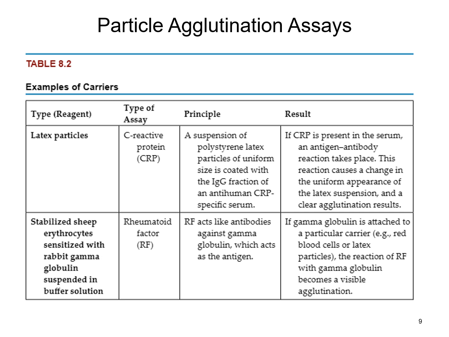So your slide CRP test uses latex particles that have the IgG fraction of the anti-human CRP on it. So you can actually see those particles coming together when that agglutination starts taking place. With the rheumatoid factor, it uses sheep blood erythrocytes that have been sensitized with rabbit gamma globulin. And when you mix and get those reactions taking place, you see the agglutination from those red cells. Some of these kits use different things.